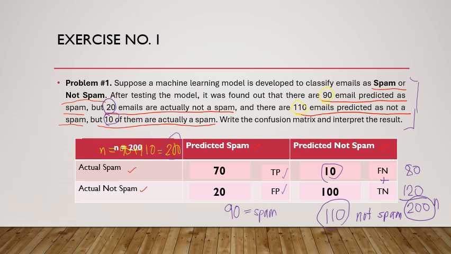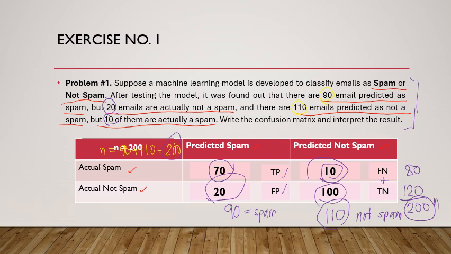So if we analyze now our confusion matrix, the model correctly identified 70 spam emails. The model missed 10 spam emails, labeling them as not spam. We also have the model incorrectly classifying 20 not spam emails as spam, and the model correctly identified 100 emails as not spam.